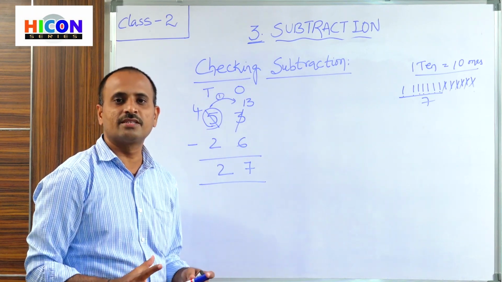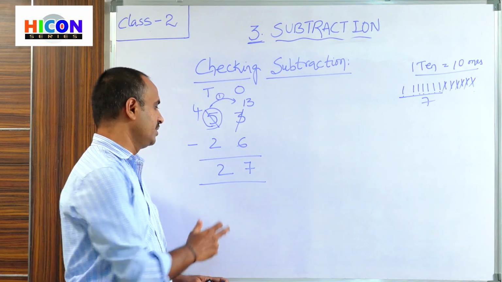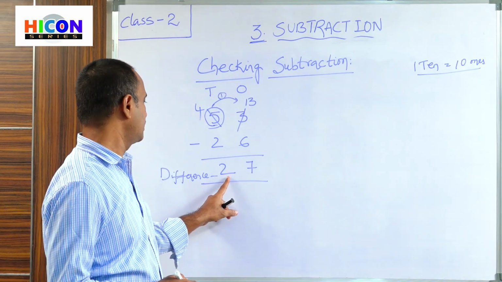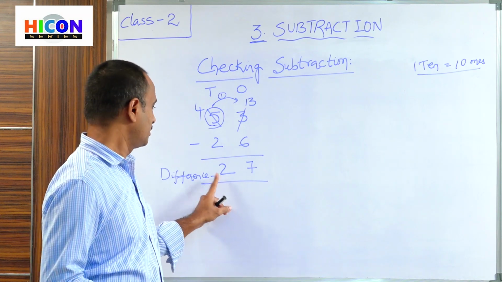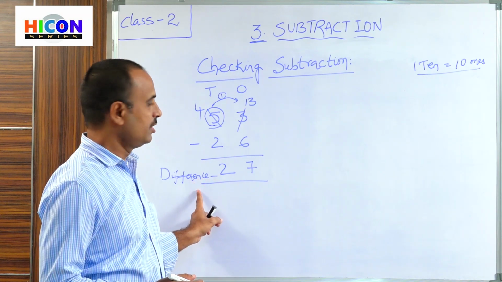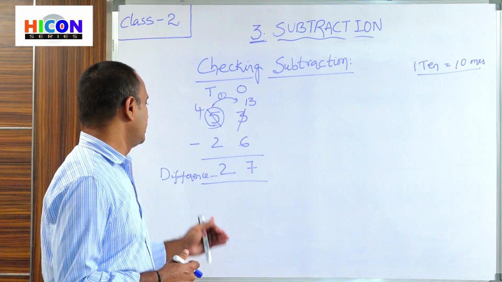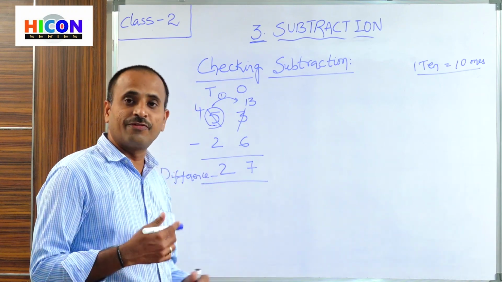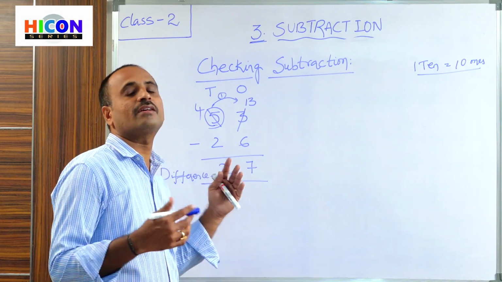Now our task is to check whether this answer is correct or not. The difference is 27. The answer we get is 27, and this answer is called the difference. Now we can check whether this difference is correct or not. We can verify whether this subtraction is correct or not.